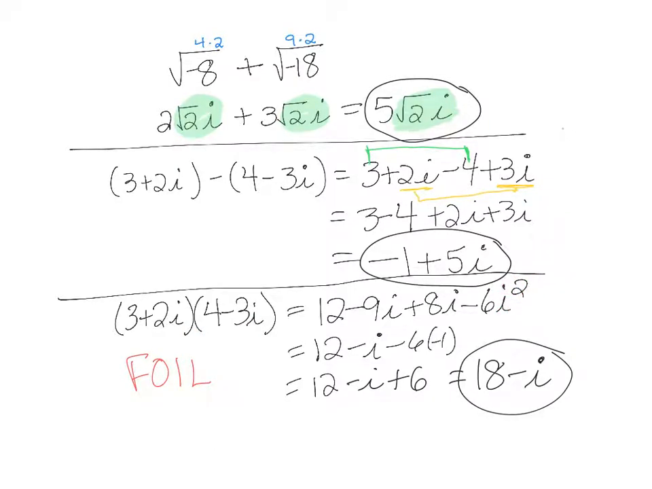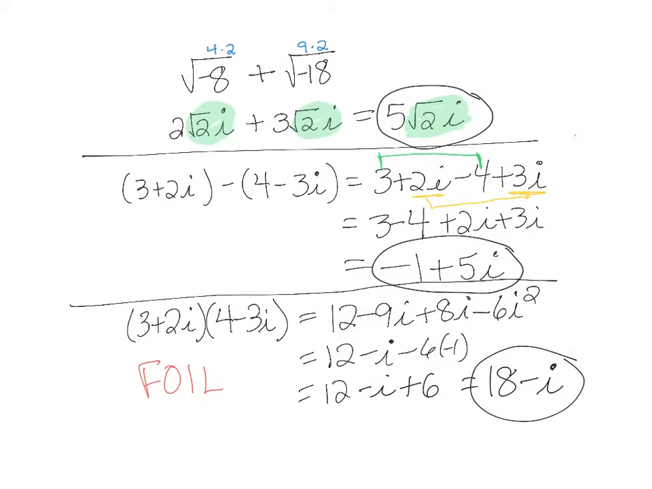Wait a second. Didn't I say before that you are not allowed to have an i to a power? Right? So what are you going to change that to? Well, you're going to change that i squared to a -1. Also, minus 9i plus 8i gives you minus 1i here.